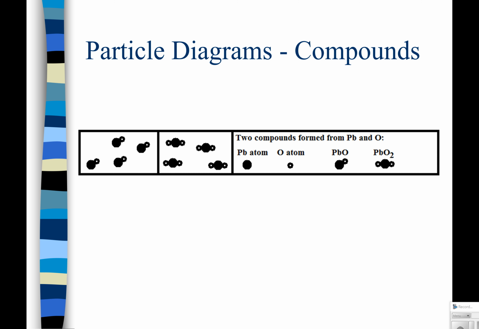Now this one here is a compound, and we can have a couple different types of compounds. And again, we won't get into the specifics of the two different types of lead oxide here, PbO and PbO2. We'll get into that later in the year. But what we need to know is that if we represent a lead atom with a darkened larger circle and an oxygen atom with a smaller open circle, we can determine what the formula is based off of what we see in the particle diagram. So in this case, we have one lead and one oxygen, so the formula is PbO.